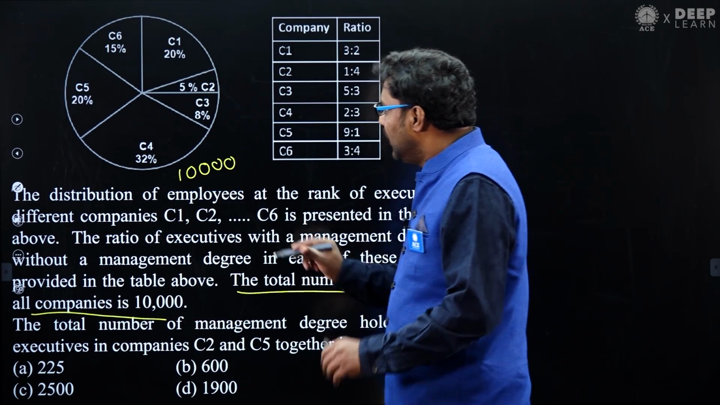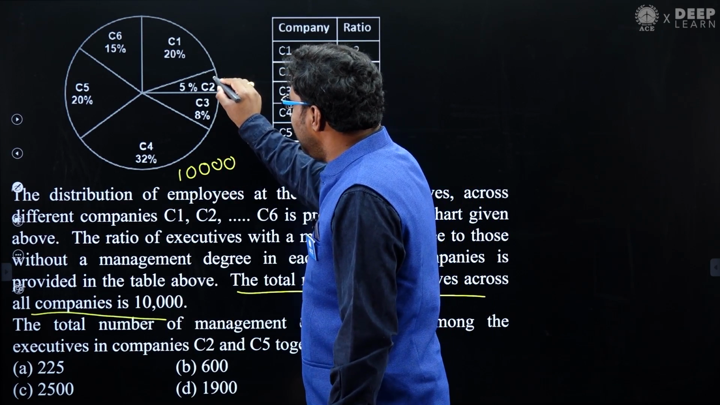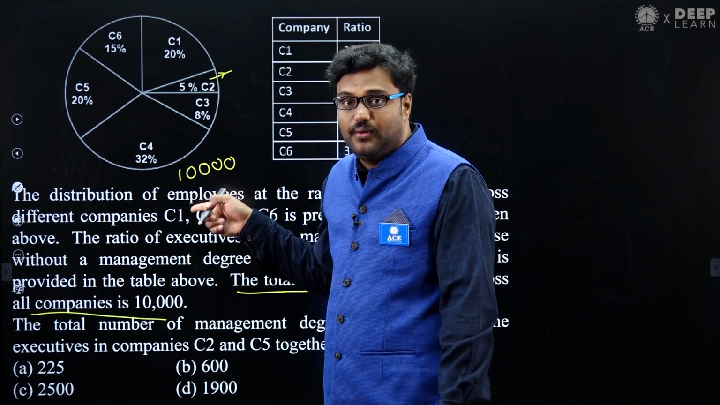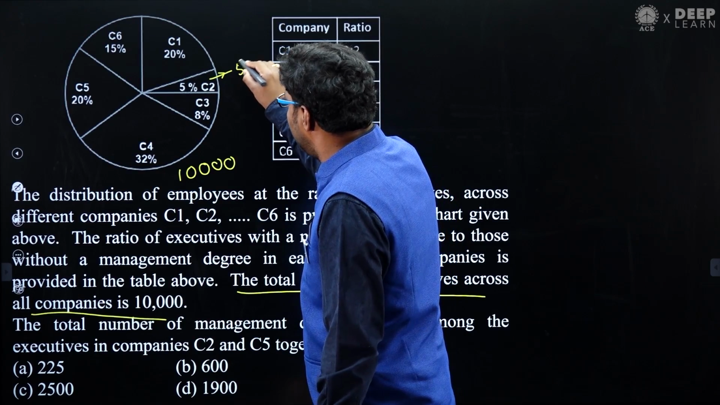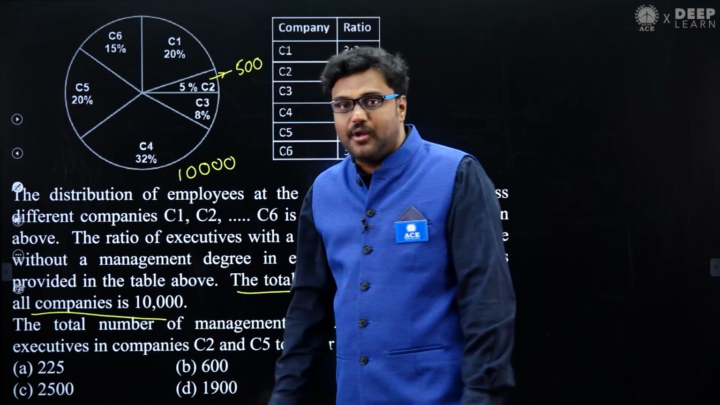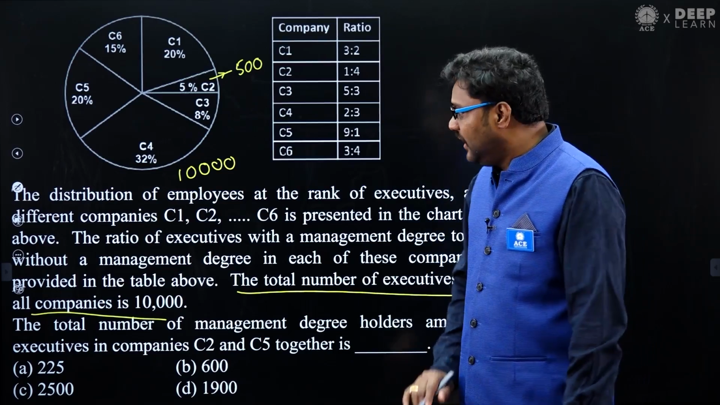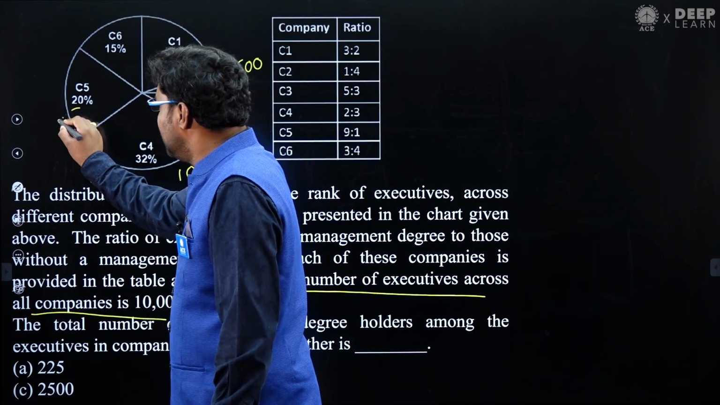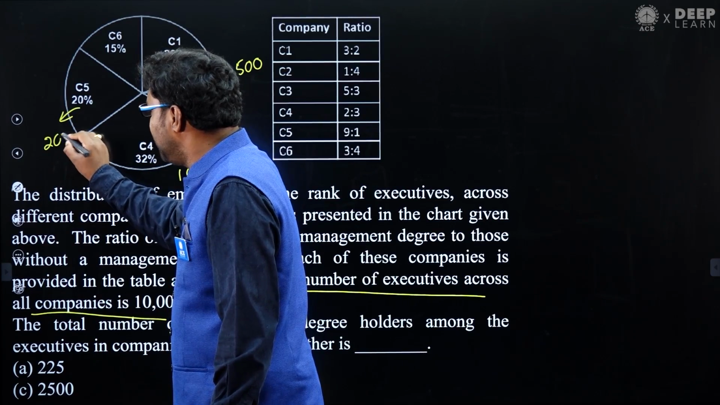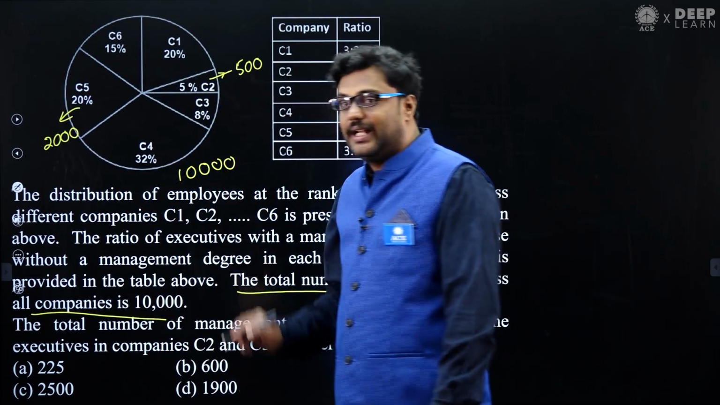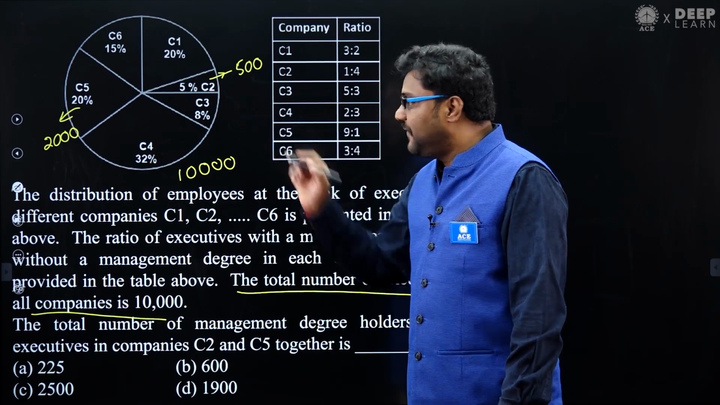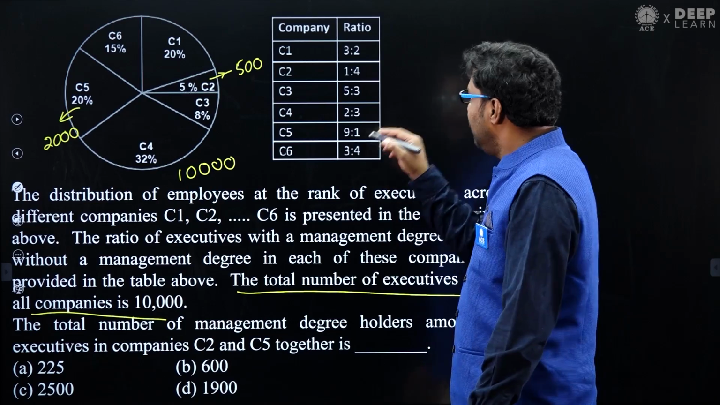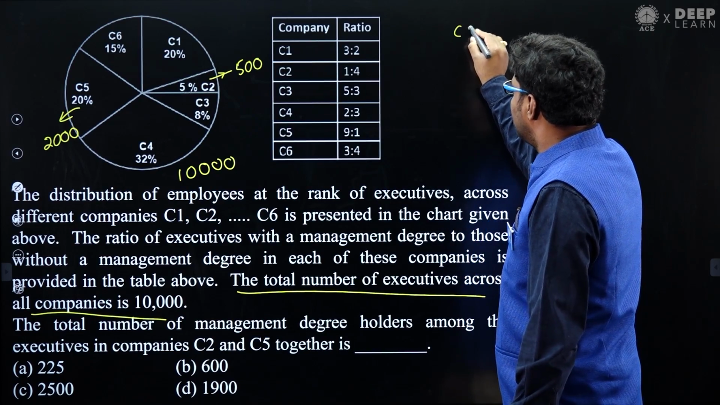Company 2. As the total is 10,000, it is 5%. See, 10% is 1000, removing a 0, 5% is nothing but 500. Company 2, number of executives is 500. And we need company 5. Company 5 is 20%, so we can say it's 2000, my dear friends. As the total is 10,000, company 2 is 500 and company 5 is 2000.